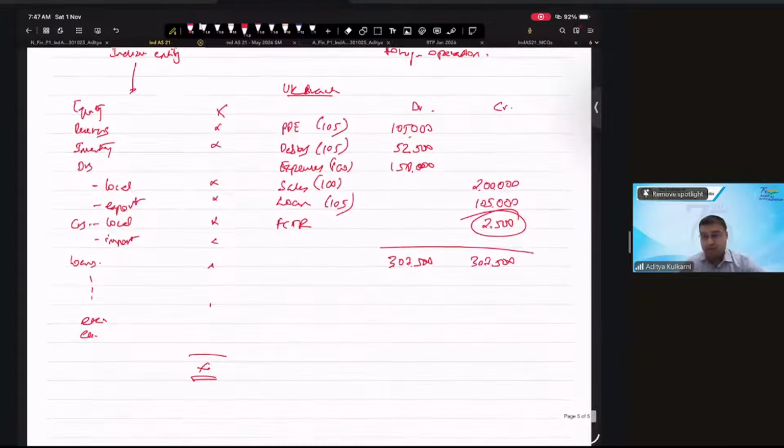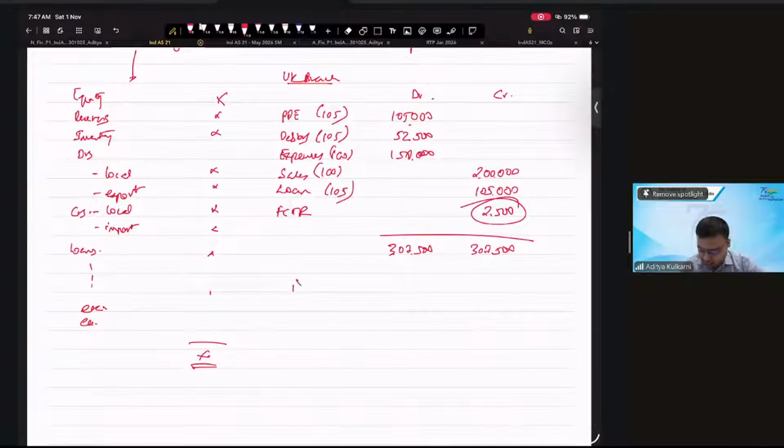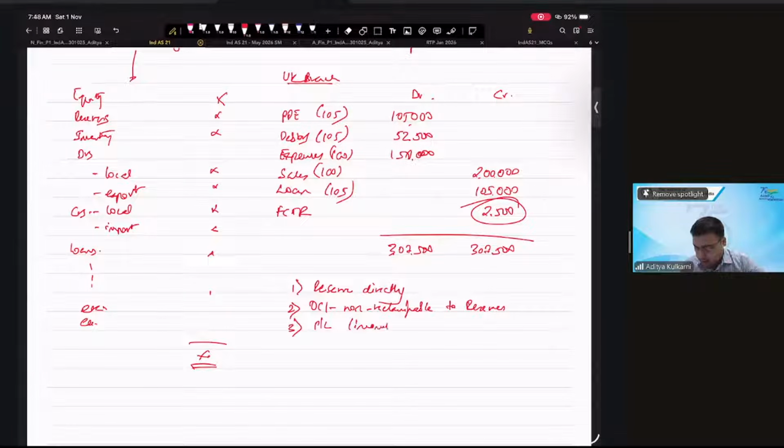Number one, I'm giving you options. Now you tell me. Directly reserves. Number two, OCI non-reclassifiable, straight from OCI it will move to reserves. Third one, P&L, regular income and expense. Fourth one, OCI reclassifiable. Where do you think FCTR should fit?